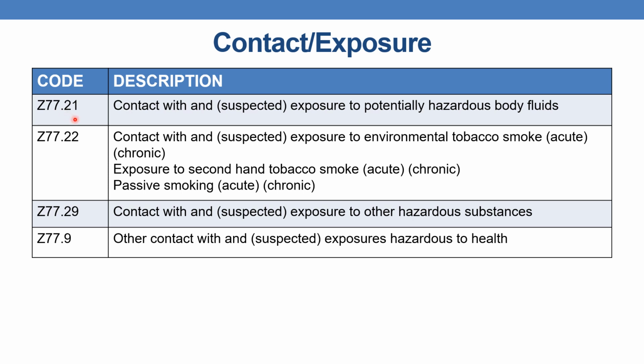The next code is Z77.21, contact with and suspected exposure to potentially hazardous body fluids. The next is Z77.22, contact with and suspected exposure to environmental tobacco smoke, acute or chronic, or exposure to second-hand tobacco smoke, acute or chronic, or passive smoking, acute or chronic. In all these cases, you need to report Z77.22.